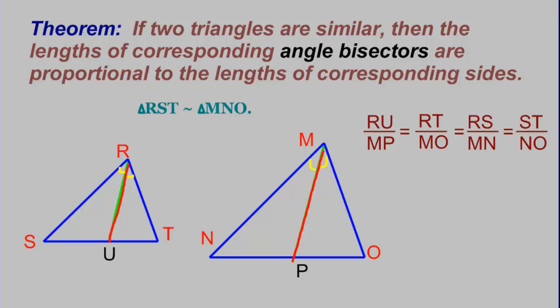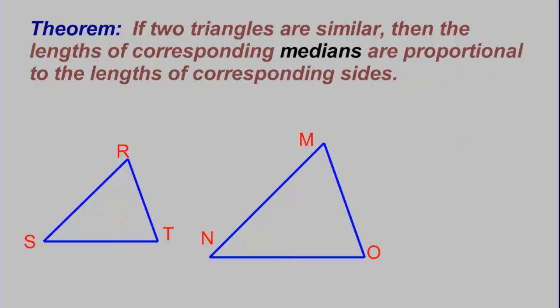All right, now we're going to take out the phrase angle bisectors and replace it with the word medians. A median, hopefully you remember, comes out of one of the angles, goes to the side across from it, and splits that side into two congruent parts. So if we name the points on the opposite sides U and P again, our medians are now RU and MP.